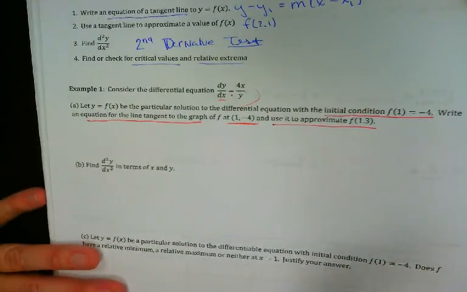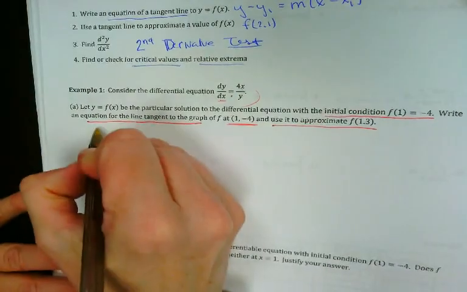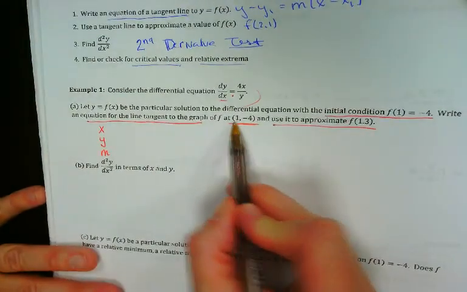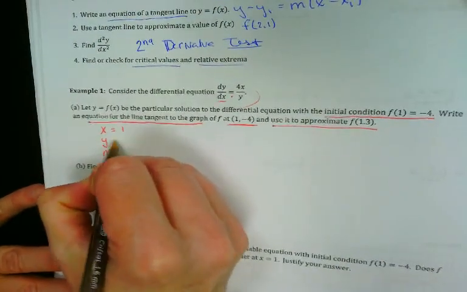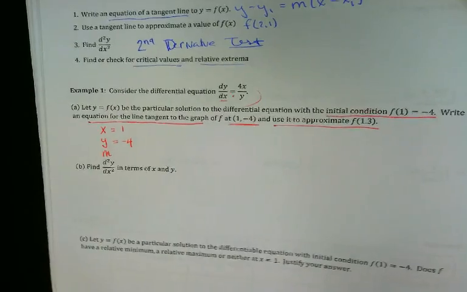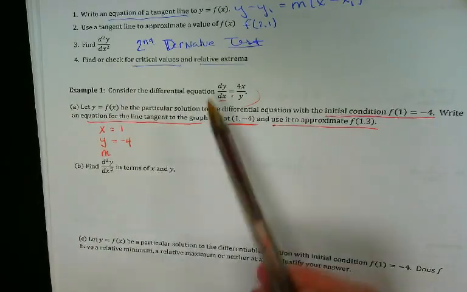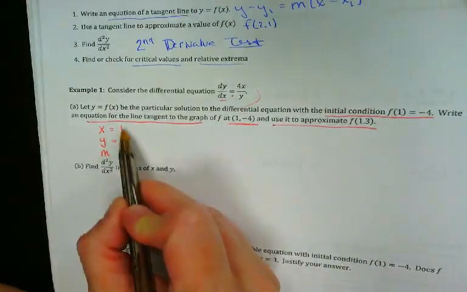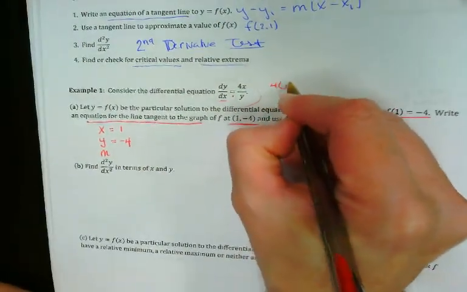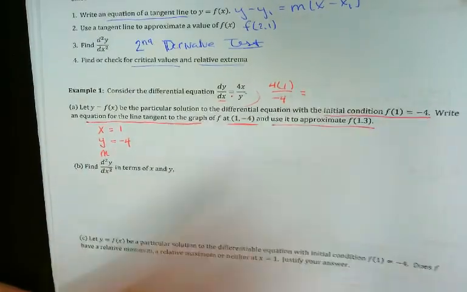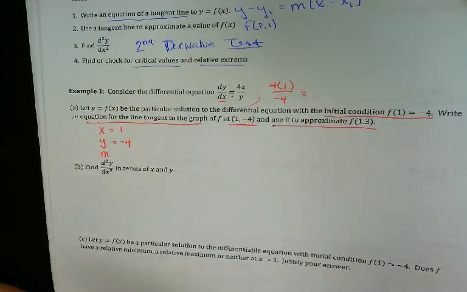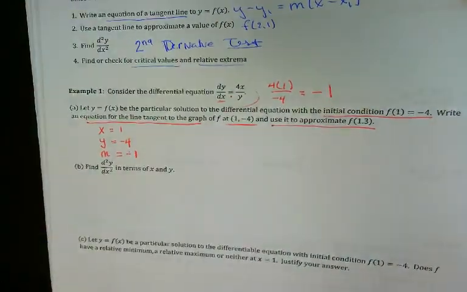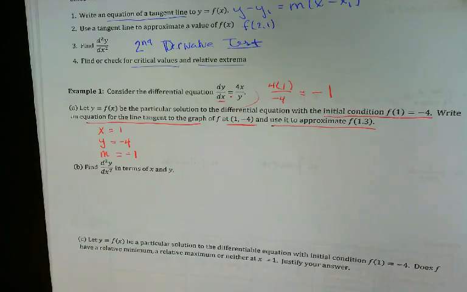So pretty simple question. They want you to write the equation of a tangent line. So you need an x, you need a y, and you need a slope. They're telling you at 1, -4, so they gave you the x, they gave you the y, and they really did give you the slope. You just have to figure it out yourself. dy dx is the slope, correct? So all I have to do is figure out the slope at 1, -4. So I'm going to substitute in a 1 and a -4, and I should get a slope of -1, I think.